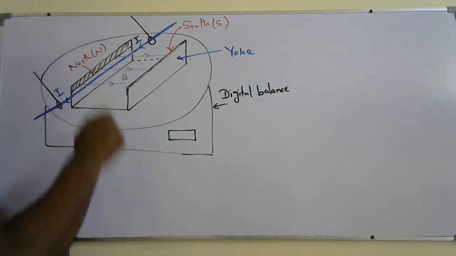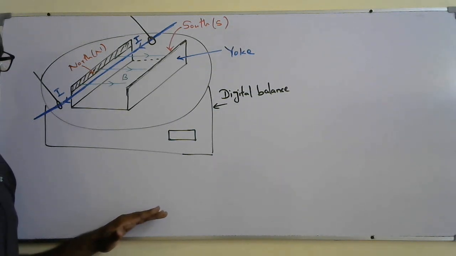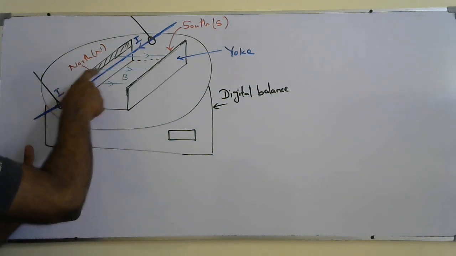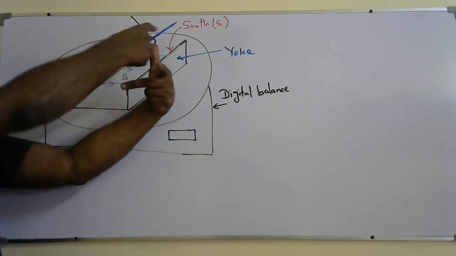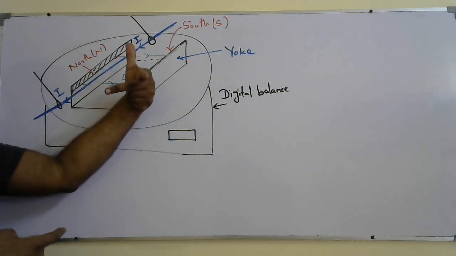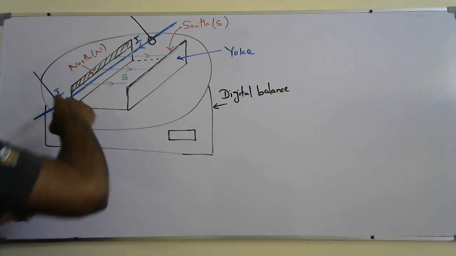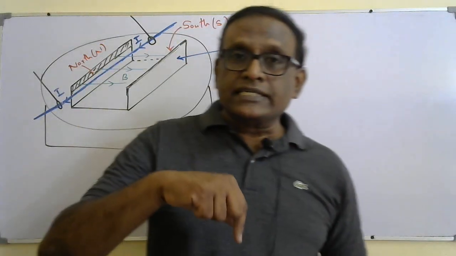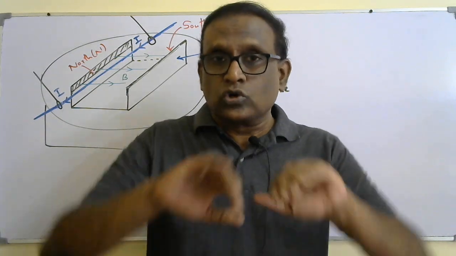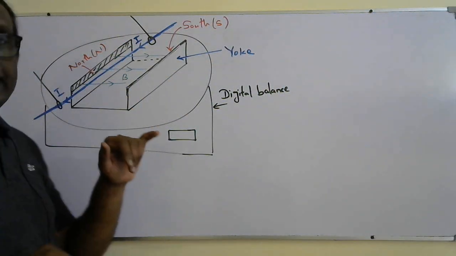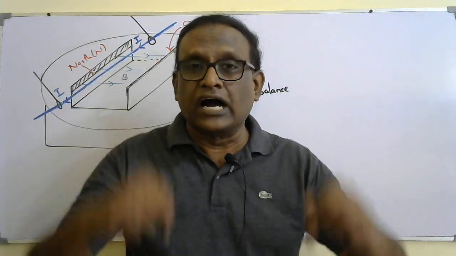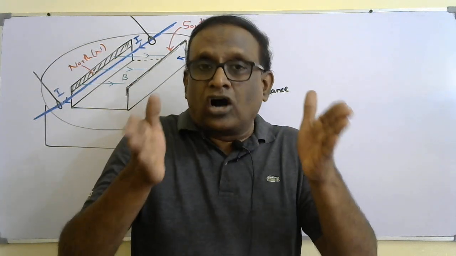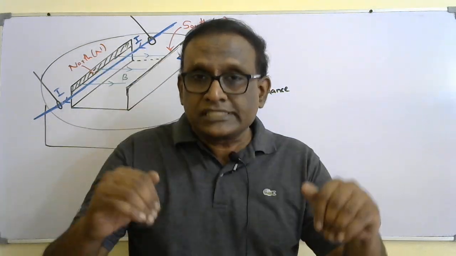So what will happen? The current carrying wire will experience a magnetic force according to Fleming's left hand rule. You can see the magnetic field lines are from north to south, and the current is from here to here. So the force on the current carrying wire will be in the upward direction. According to Newton's third law, the magnets, which are fixed to the yoke, will experience the same magnitude of force in the downward direction. The magnets are glued to the yoke, so the yoke will push the weighing scale down.